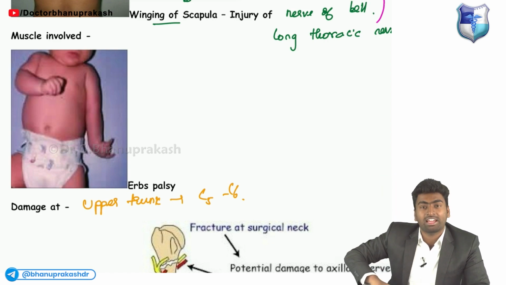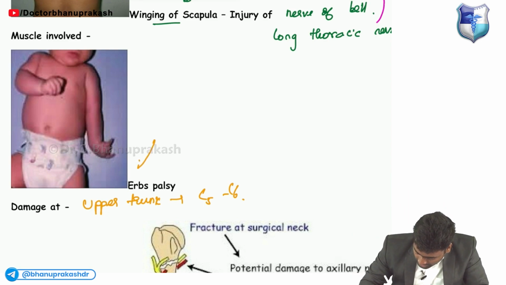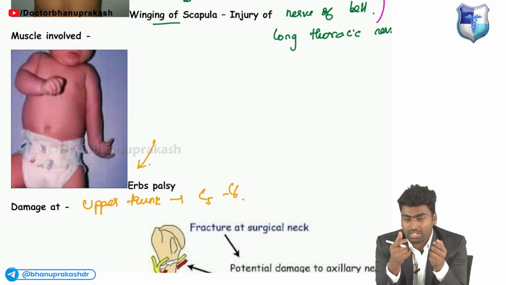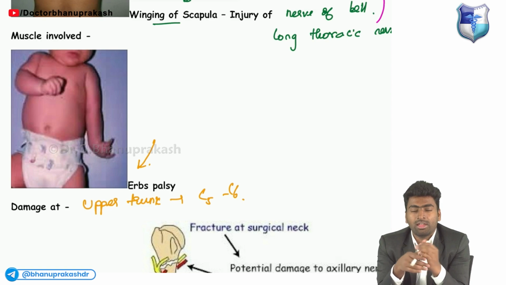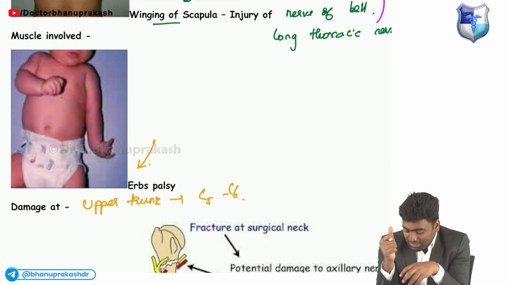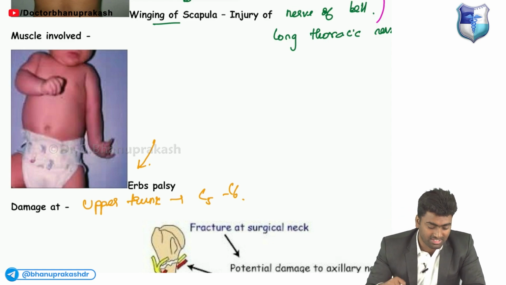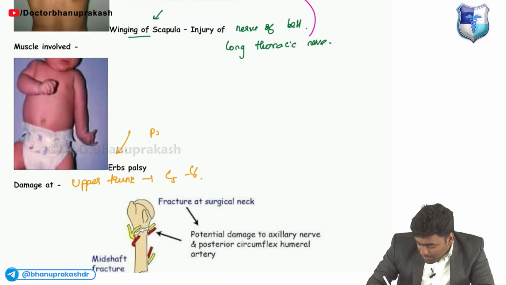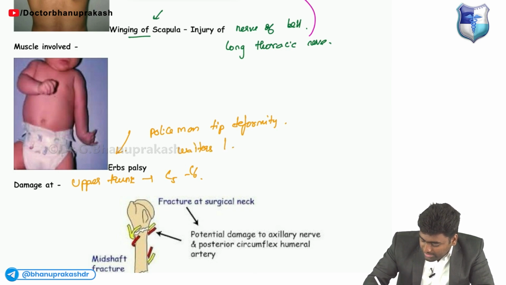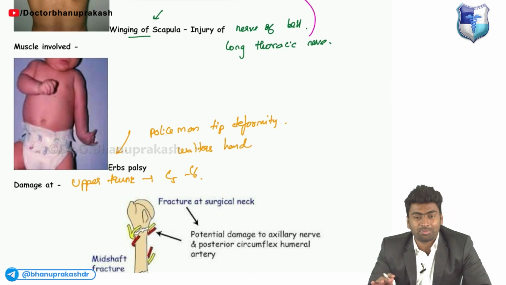So all of this together is known as Erb's palsy. Okay, and during labor or delivery, when you apply the forceps, at this moment, if you damage this brachial plexus, it will lead to this type of deformity, which is known as Erb's palsy. It is known as what? It is known as policeman tip deformity. Okay, and it is also known as waiter's tip or this waiter's hand.